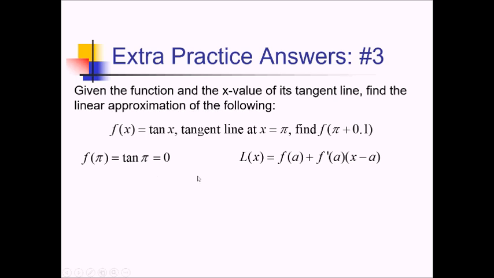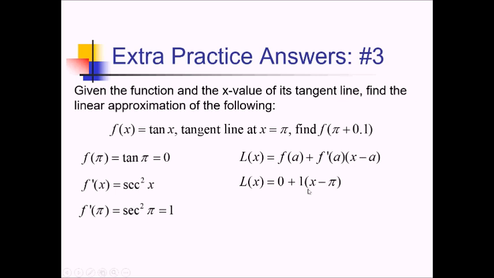And now we need to find f prime of x. That's going to be secant squared of x. F prime of pi then, is going to be secant squared of pi. Now, secant of pi, that's really 1 over cosine of pi. Cosine of pi is negative 1. 1 over that is still negative 1. But if I square negative 1, which this whole thing is doing, I get positive 1. Plugging it back in over here, we've got 0 plus 1 times x minus pi.